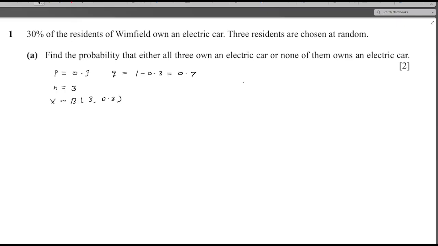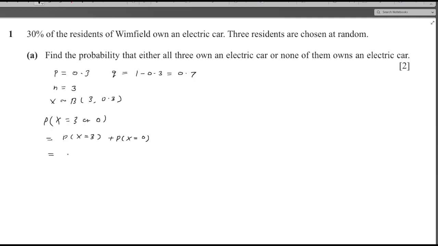Now here your problem is to find the probability that either all 3 own an electric car. So here our probability is the probability of X equal to 3 or X equal to 0. All 3 own an electric car or none of them own an electric car. X represents the number of residents owning an electric car. So this will be equal to the probability of X equal to 3 plus the probability of X equal to 0.